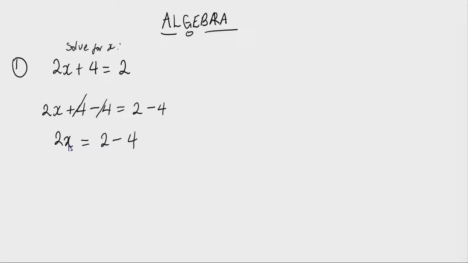So now we want to get rid of this 2 here. So what we're going to do is divide both sides by 2, and that will help us get rid of this 2. So 2 and 2 is just 1. So we have x is equal to 2 minus 4, which is negative 2, divided by 2 is negative 1. So x is equal to negative 1.